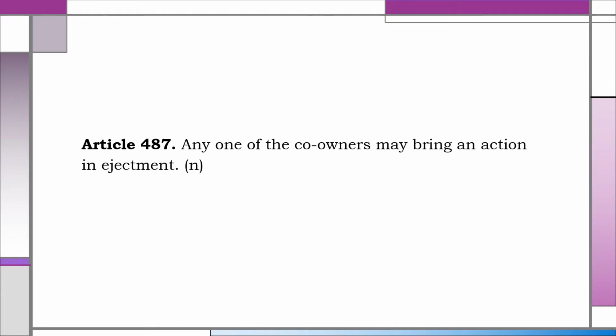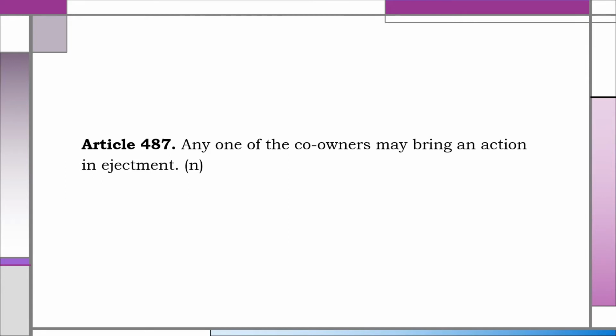Second scenario. A, B, C, D, and E are co-owners of a lot which is being squatted. A files an ejectment suit and A loses. May the other co-owners sue for ejectment? Answer, no, it is barred by prior judgment. Third scenario, A, B, and C bought a book on credit. They are co-owners of a book. In an action by the creditor against the co-owners, the creditor must sue all. Article 487 contemplates a situation when it is the co-owner who files the suit, not when they are the defendants.